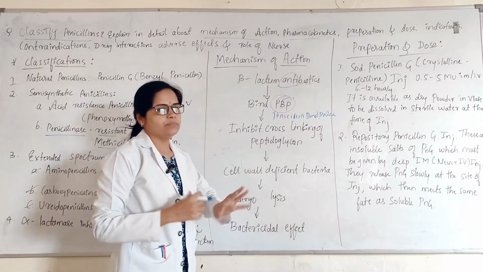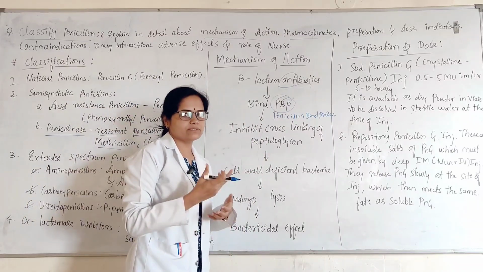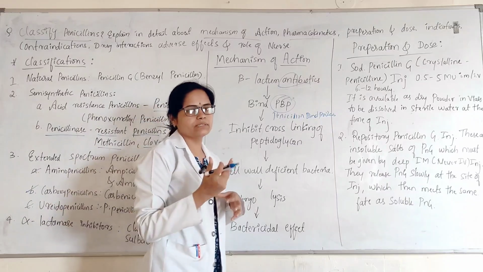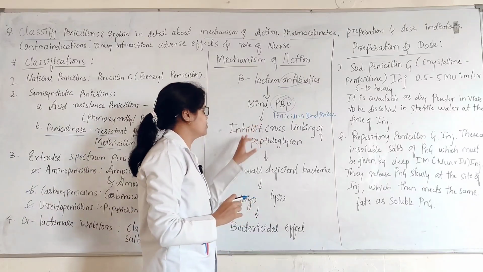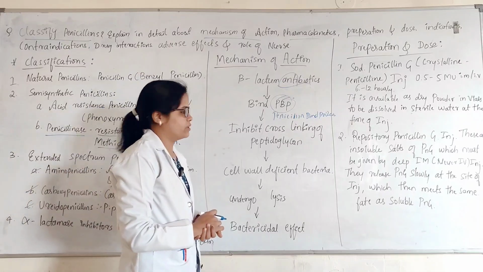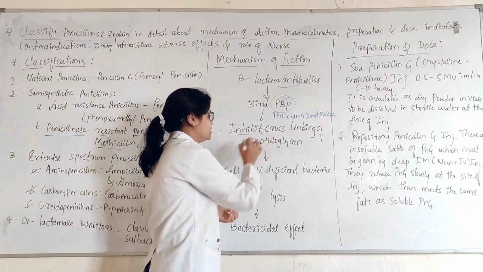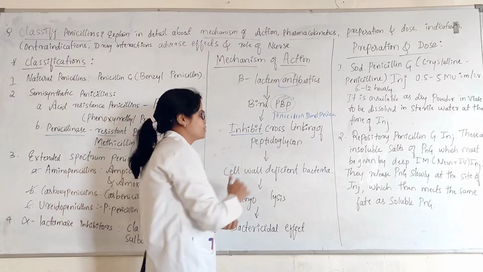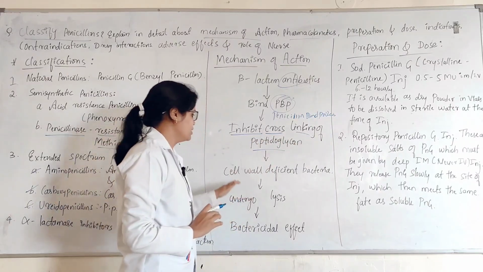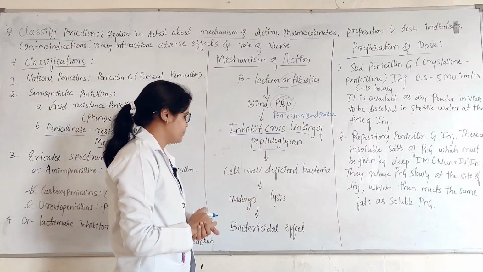The main function of PBP is to help in the bacterial cell wall synthesis. So these play a major key role in the synthesis of the bacterial cell wall. Those inhibit the cross linkage of the peptidoglycan, which means it is going to stop the cross linking of the peptidoglycans. Then it leads to cell wall deficient bacteria.